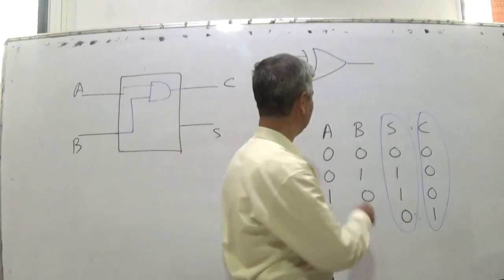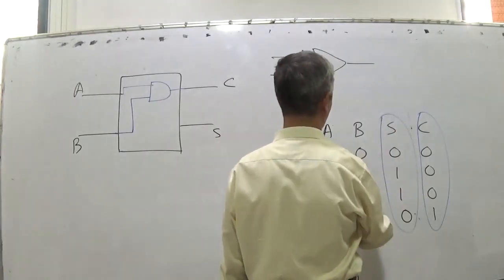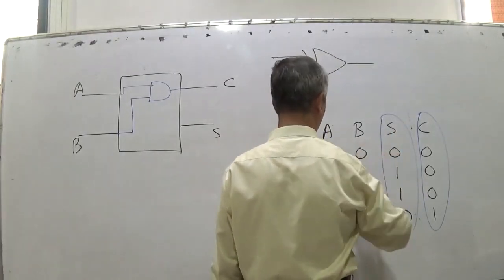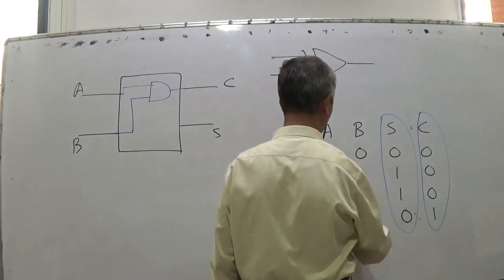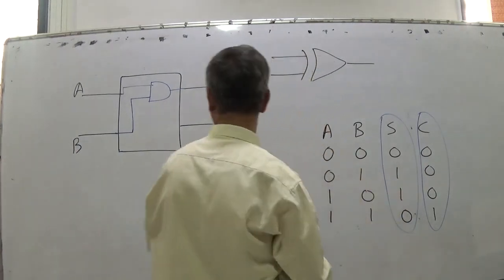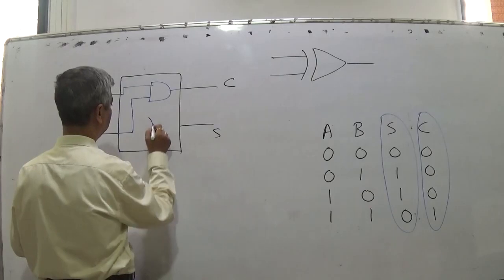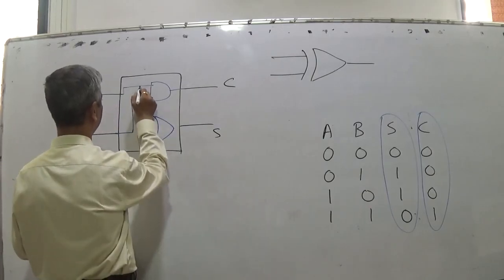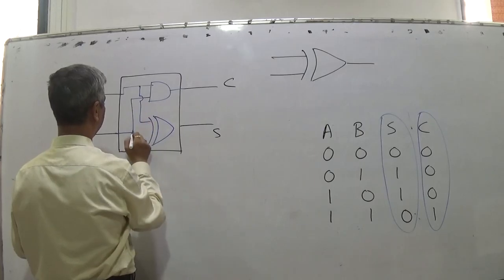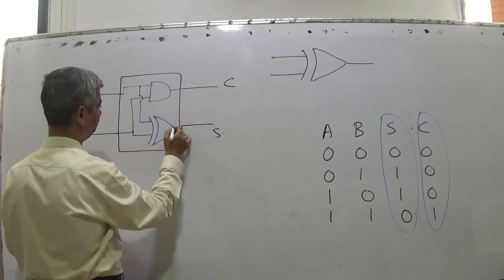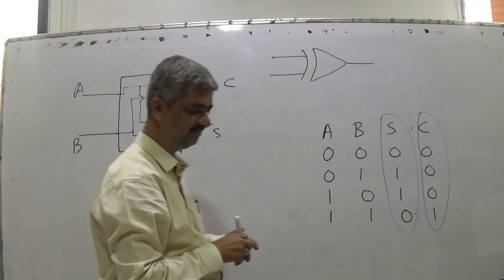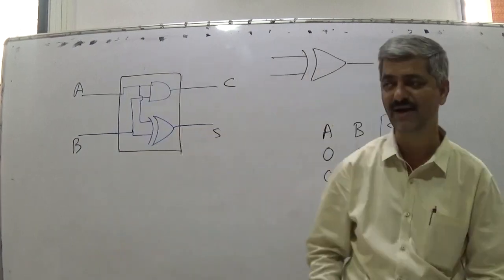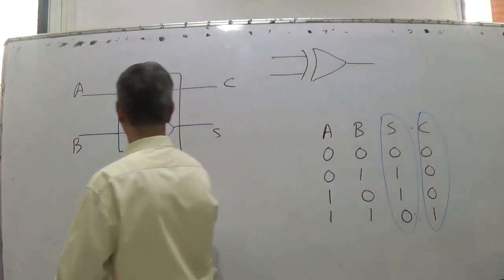So we find that the sum column is an XOR gate: 0, 0, 0, 1, 1, 0, 0, 1, 1, 1, 0, 1. So you simply put one XOR gate here, and XORing of the inputs will give me the sum. This is called a half adder.